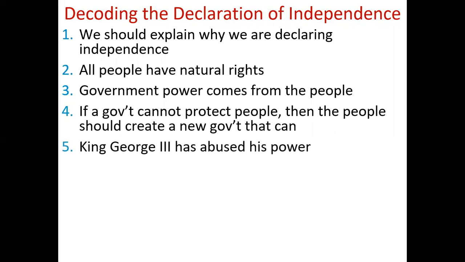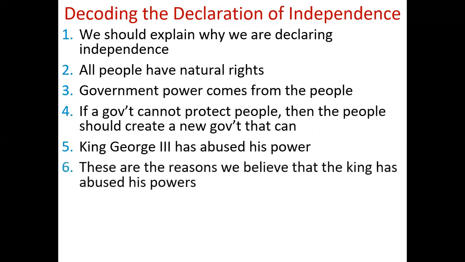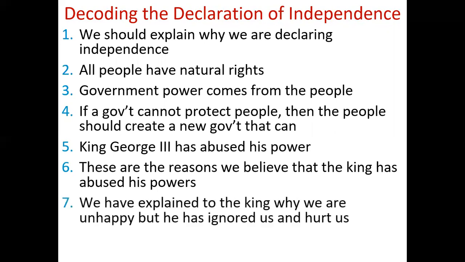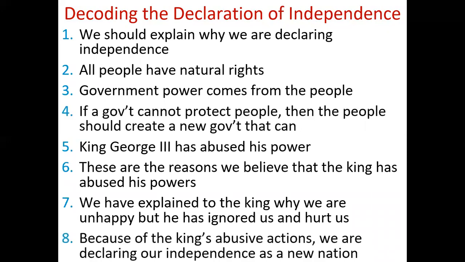And George III, the King of England, has been abusing his power over the colonies. So these are the reasons we believe that the king has abused his powers. We're going to list out the reasons of things he has done that have royally ticked us off. And we have explained to the king why we are unhappy, but he has chosen to ignore us and continue to put the hurt on us. And finally, because of the king's abusive actions, we are declaring our independence as a new nation. Deal with it.